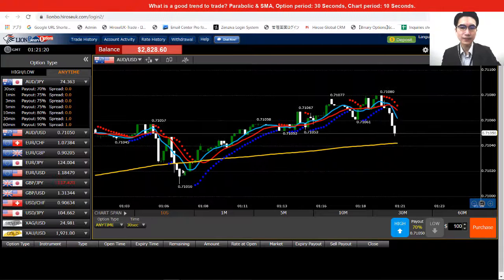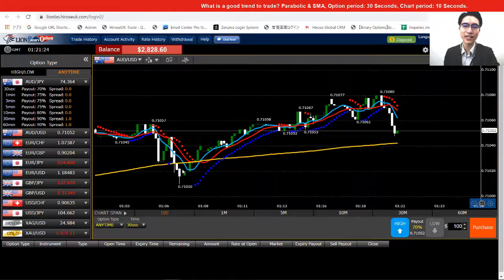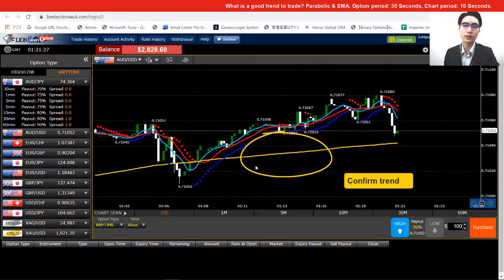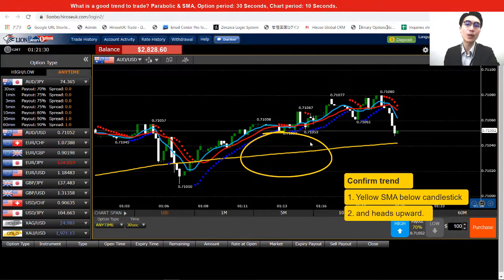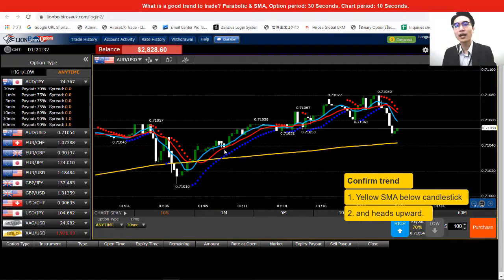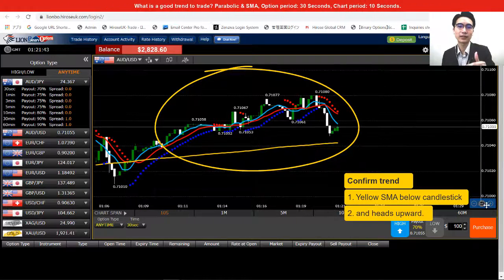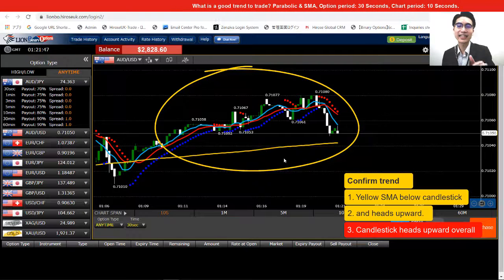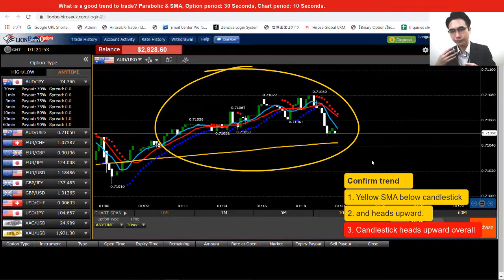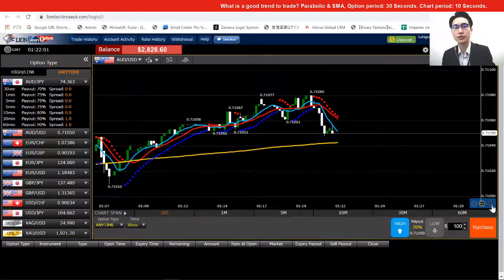So you see here, the yellow simple moving average is below the candlestick and is heading upward. Now we can say that, okay, this is an uptrend. But how do we tell the uptrend is what we are really looking for, and good for you to trade with? Just zoom out from the chart a little bit, and we can see that the candlestick, without the simple moving average, is actually heading upward from left to right. So now the candlestick movement matches with the information that we're getting from the simple moving average. So now we can say that this is a good trend that we want to trade with.